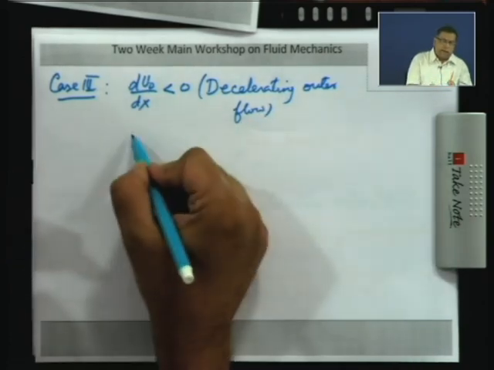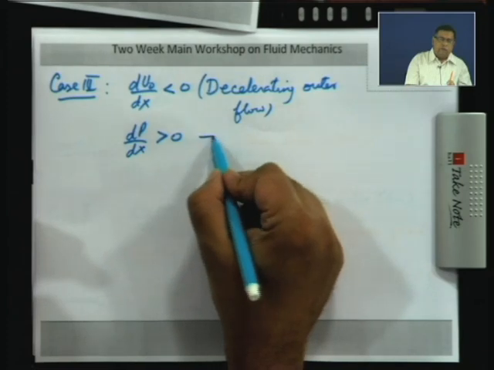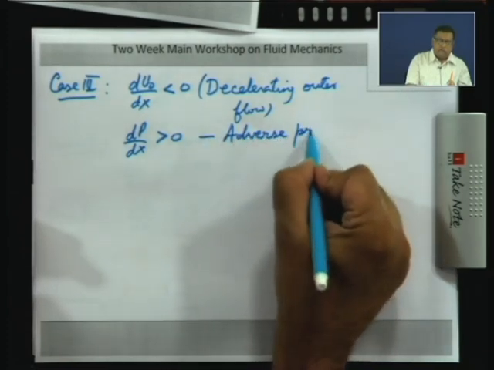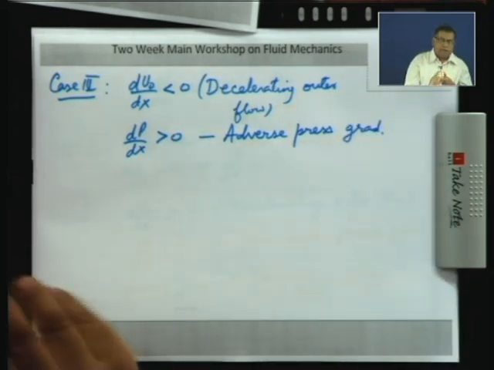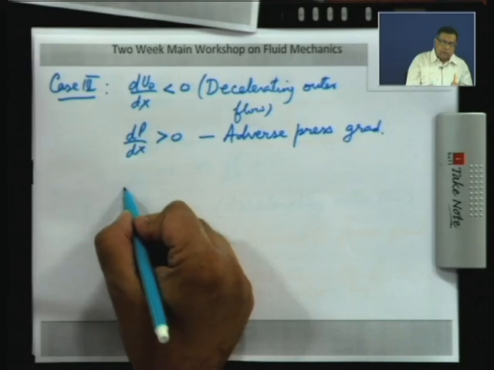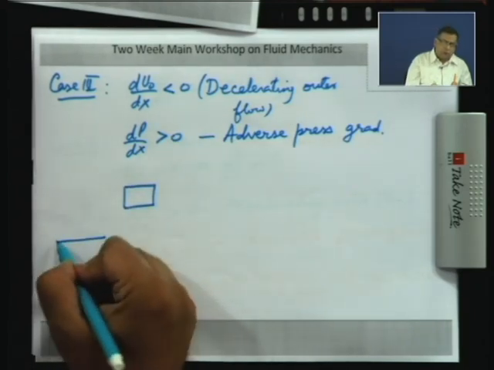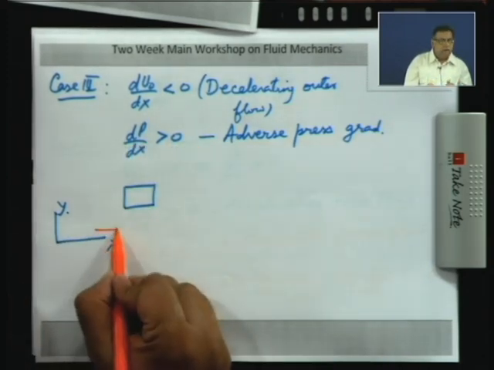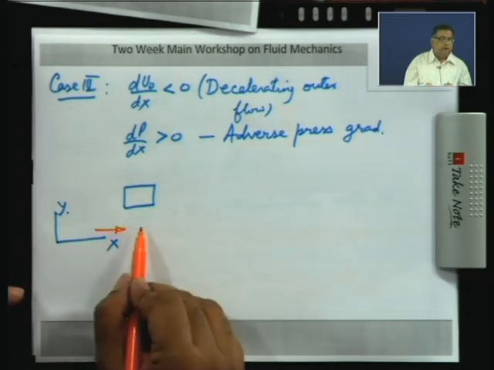Now, your dP dx is going to be positive. Now, this is referred to as an adverse pressure gradient flow. Again, to see the implication of this, let us consider the forces on a fluid particle whose faces are parallel to the coordinate axis. Now, here dP dx is positive, and the fluid is flowing in the positive x direction, that is the fluid flow inside the boundary layer.